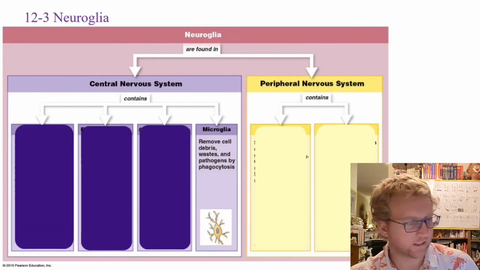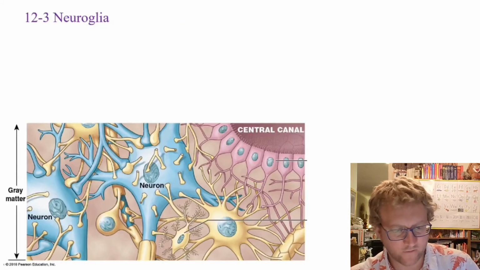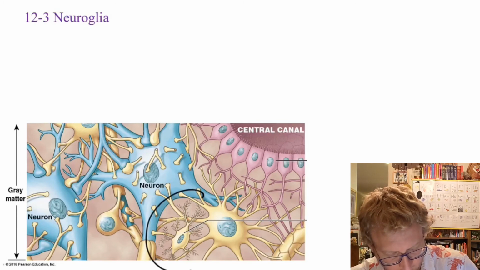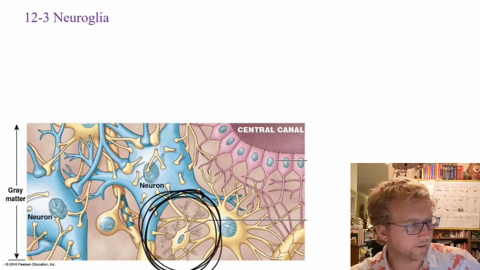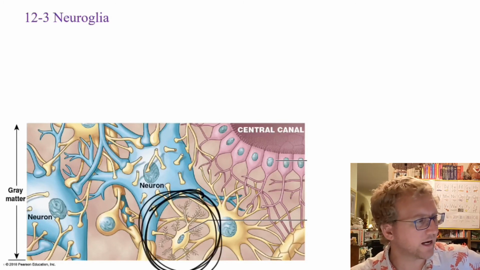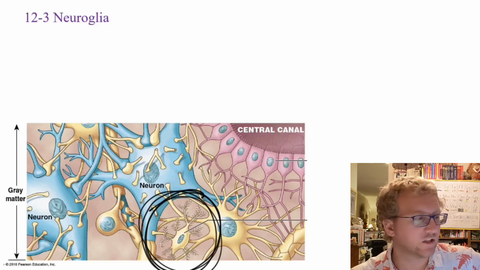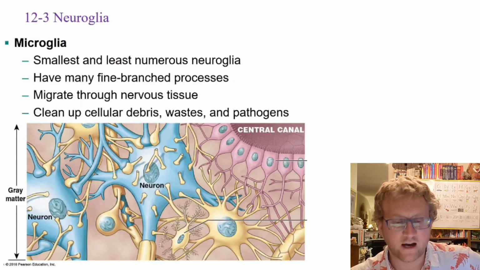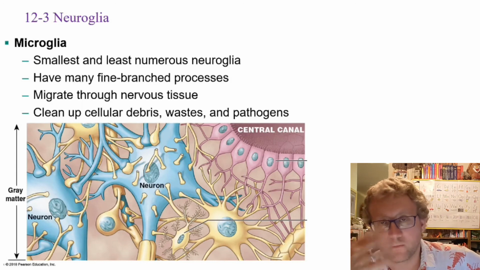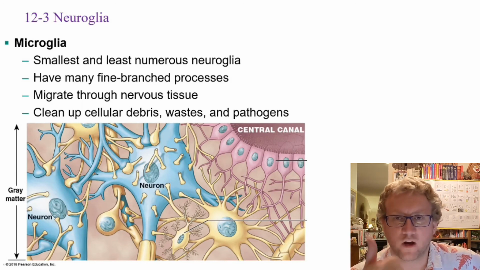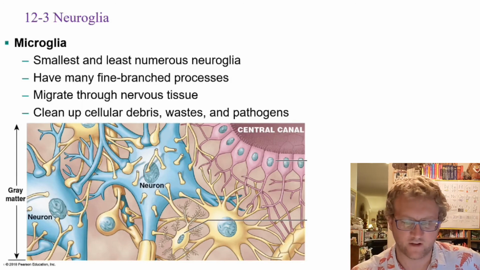We have the microglia. Microglia are tiny, kind of feather-like looking things. Here's a microglia right there. The microglia are very small and the least numerous. They have many fine branch processes. They are the cleanup crew, basically. They clean up waste, debris, pathogens, stuff like that.